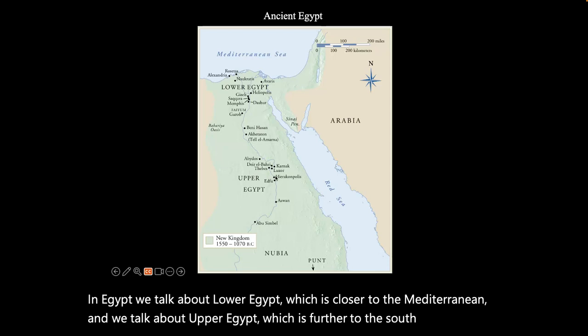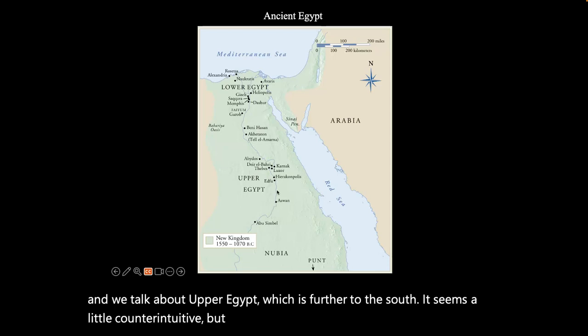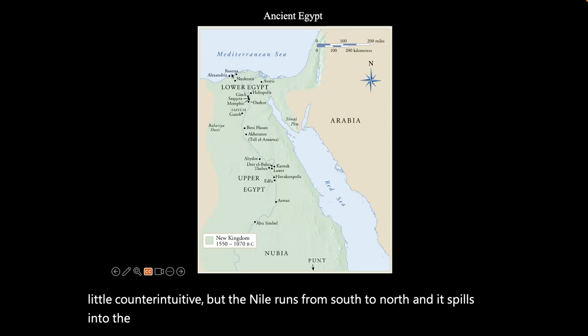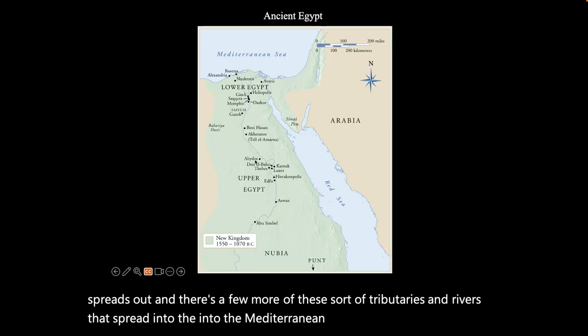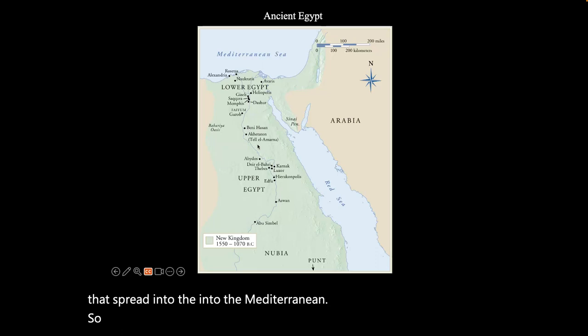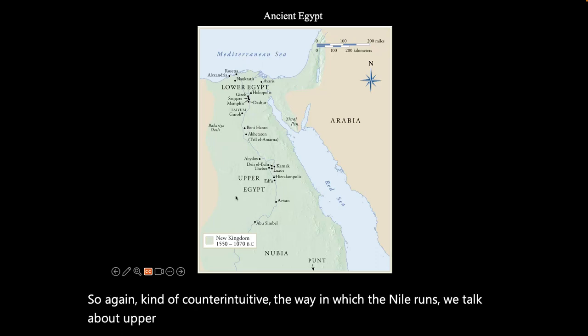It seems a little counterintuitive, but the Nile runs from south to north, and it spills into the Mediterranean. You can see the delta. You see that it kind of spreads out, and there are a few more of these tributaries and rivers that spread into the Mediterranean. So again, kind of counterintuitive, the way in which the Nile runs. We talk about Upper Egypt to the south and Lower Egypt to the north.